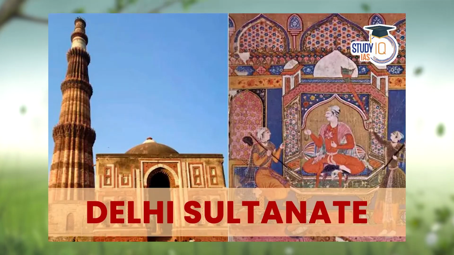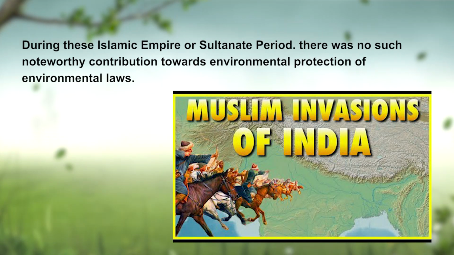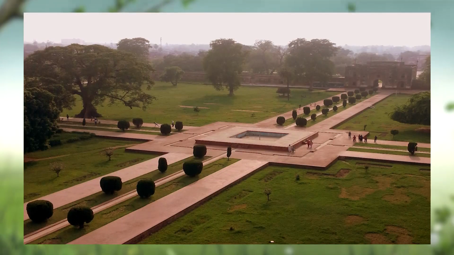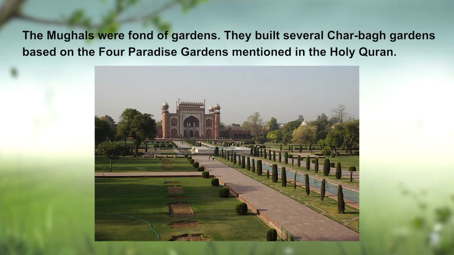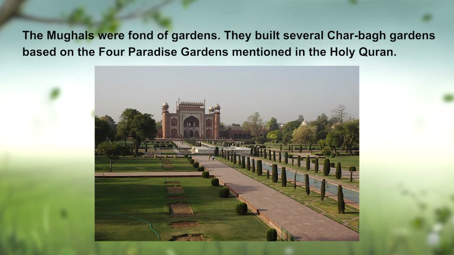So now let us discuss the environmental laws in the medieval era. Now, as we know, the medieval era is basically characterized by the Islamic empires of the Delhi Sultanate and Mughal Empire. However, unfortunately, during these Islamic empires or Sultanate periods, there is no noteworthy contribution to environmental protection or environmental laws. However, mention should be made of the Mughal Charbagh garden system. The Mughals, who were fond of gardens, used to build several Charbagh gardens, as you can see on the screen, based on the four paradise gardens mentioned in the Quran.